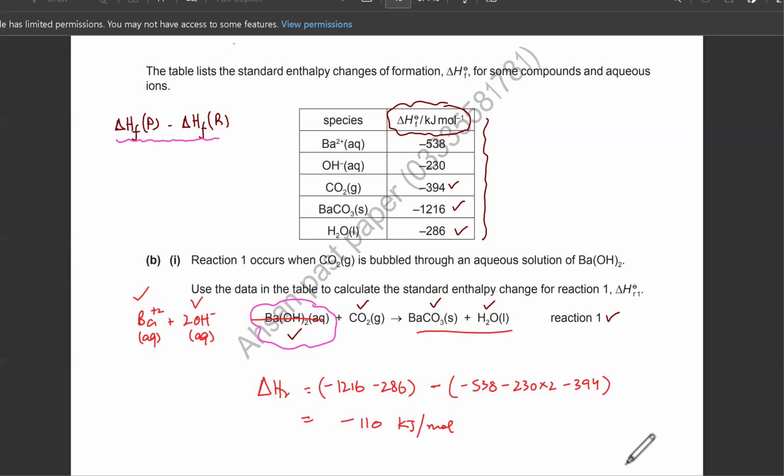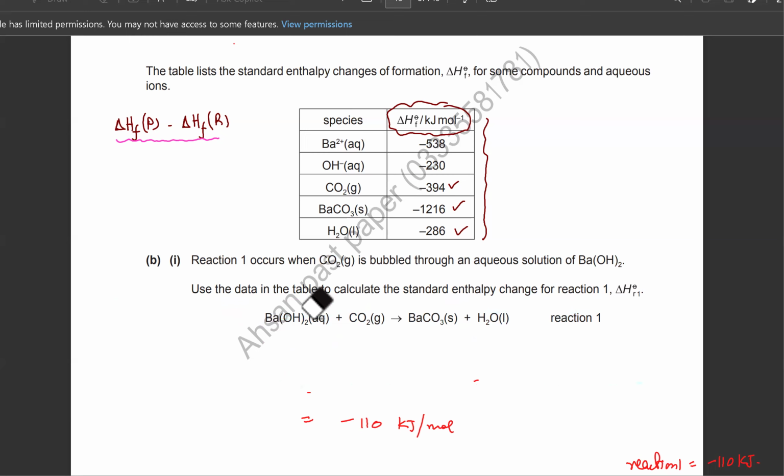So I'm just going to write reaction number 1. That is minus 110 kilojoules. Is this the value? Sure? Yeah, I got the same answer. Okay, so we're going to move on. That's the first question, product minus reactant side, and we found the enthalpy change. Now moving on to the next part of the question.